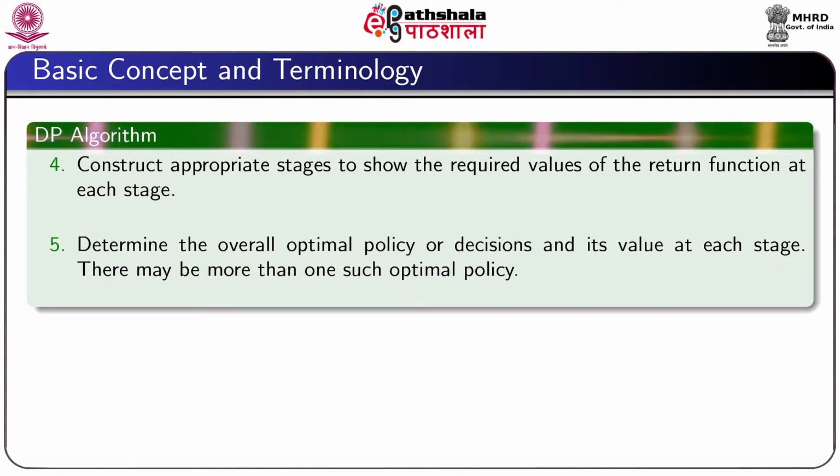Step 4, construct appropriate stages to show the required values of the return function at each stage. And finally, in step 5, determine the overall optimal policy or decisions and its value at each stage. There may be more than one such optimal policy.